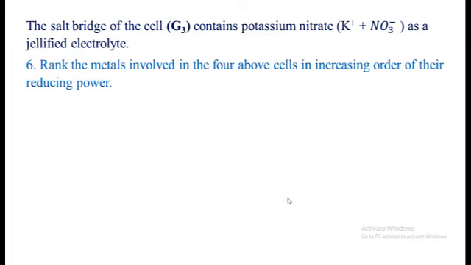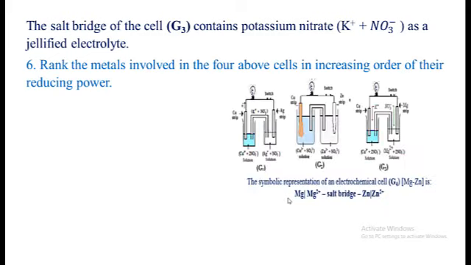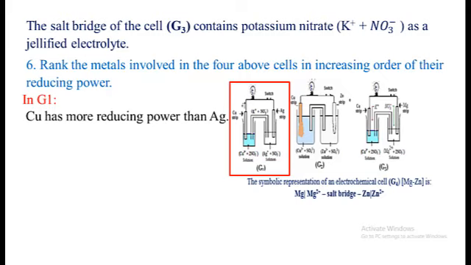electrolyte. Number 7. Rank the metals involved in the 4 above cells in an increasing order of their reducing power. First, to start with G1. In G1, as you can see here, Cu has more reducing power than Ag because electrons flow always from the anode to the cathode, and the anode always has more reducing power than the cathode. So Cu, because it's the anode, has more reducing power than Ag.